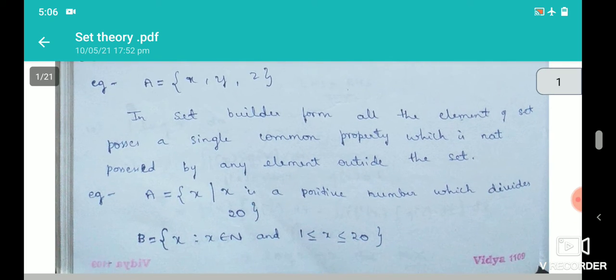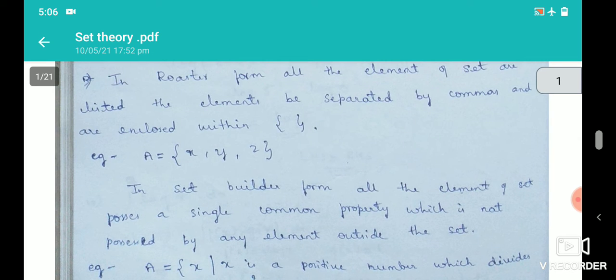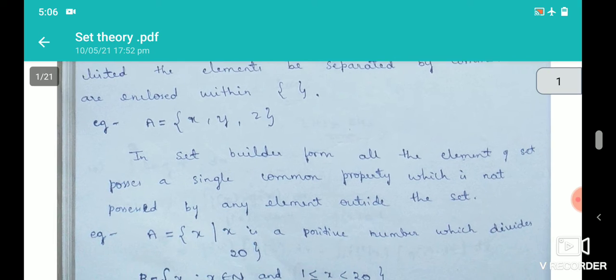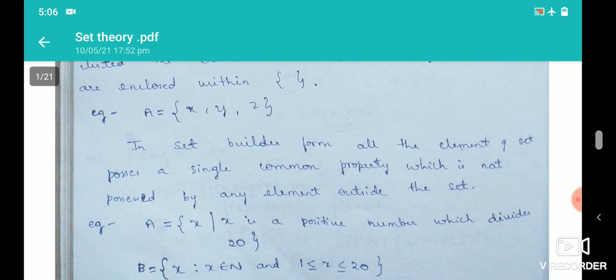Next, the set builder form, another way of representing sets. In this type of representation, the elements of the set possess a single common property which is not possessed by any element outside the set.